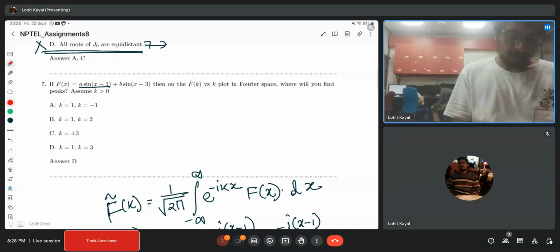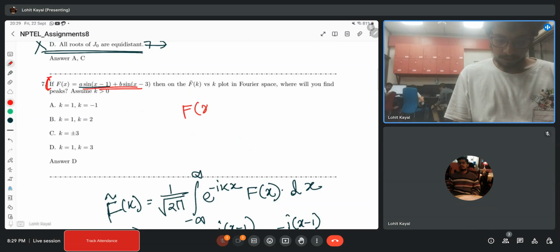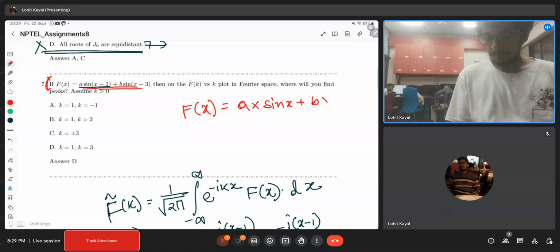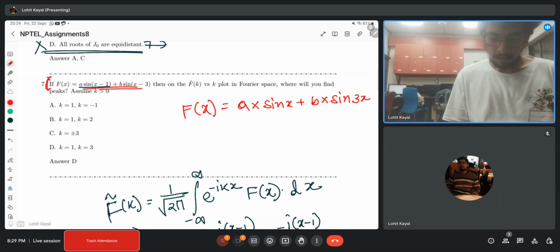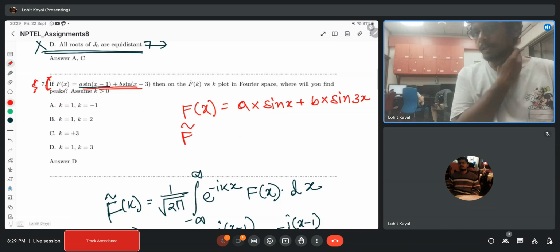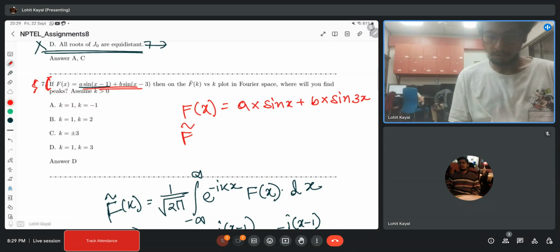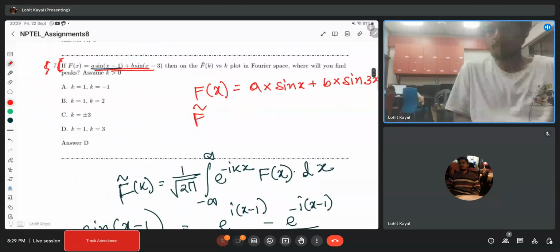I think there is a problem with the question. I have to check it. But suppose you are provided with some expression like this: f(x) equal to a into sine x plus b into sine of 3x. I will check this equation and tell you next week if this expression is correct or not. But suppose you have an expression like this. We have solved a similar problem.